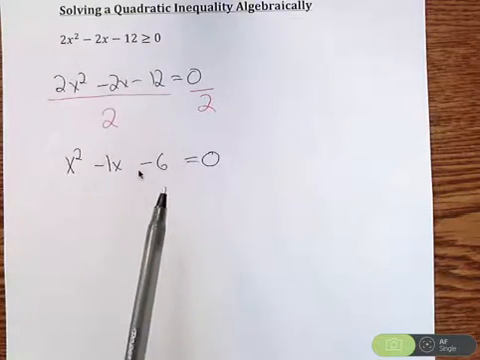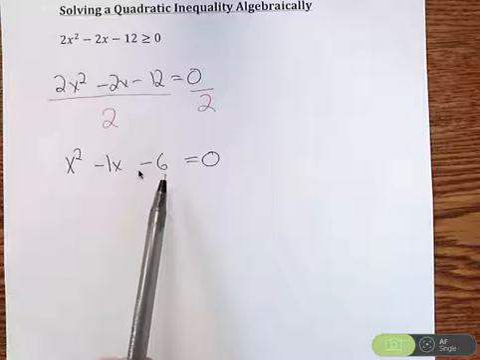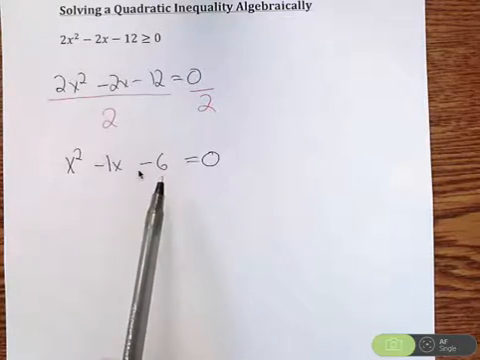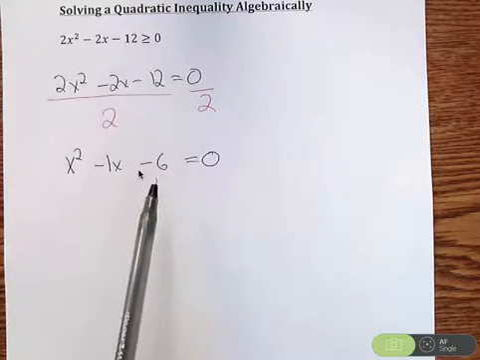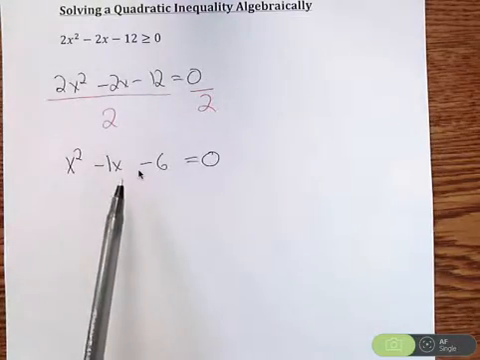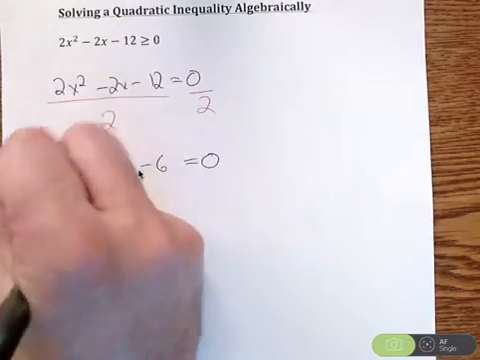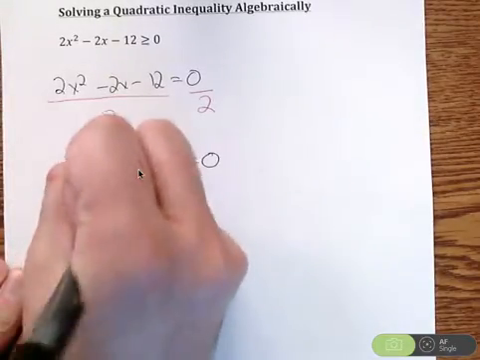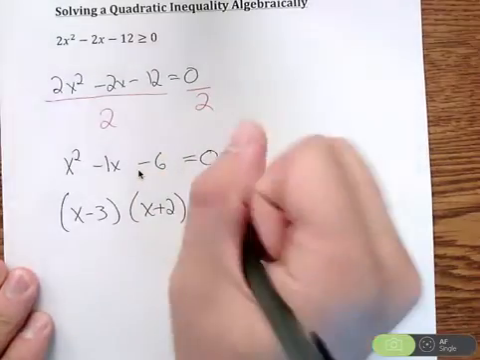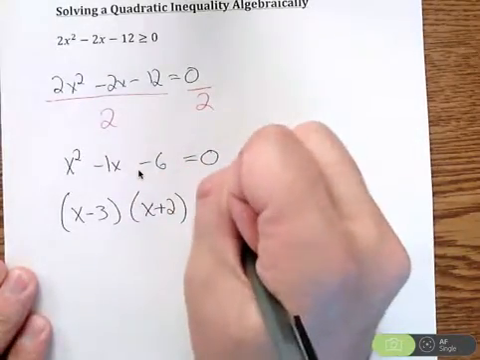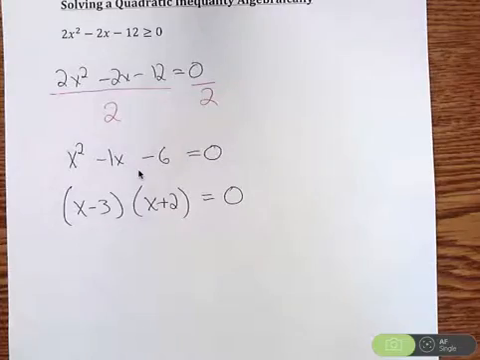So what I'm looking for is two numbers that multiply to negative 6, but those same two numbers need to add to be negative 1. So two numbers that multiply to negative 6 but add to be negative 1. Those two numbers are going to be negative 3 and positive 2. So I have x minus 3 times x plus 2 is equal to 0.